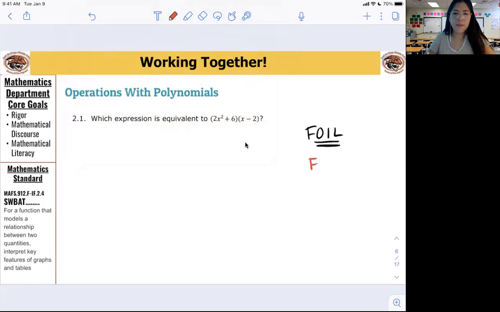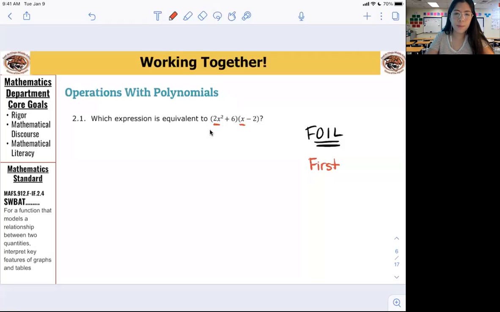What does the F in FOIL stand for? Forward. No, front. Close, not front, although that's a pretty good one. First, yeah. So that just means you're looking at the first two terms.